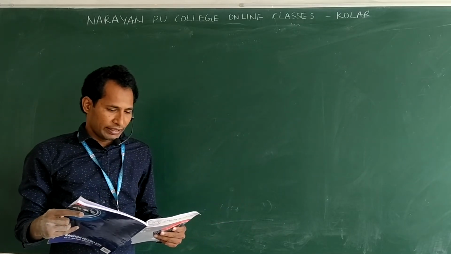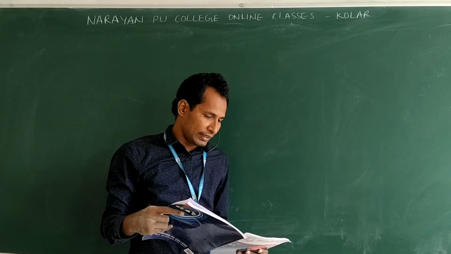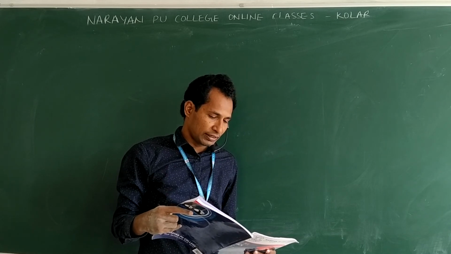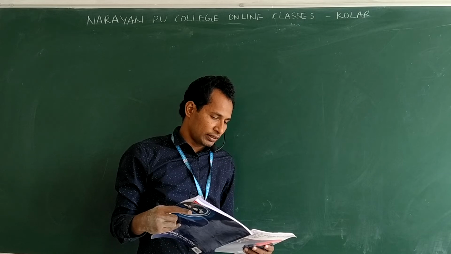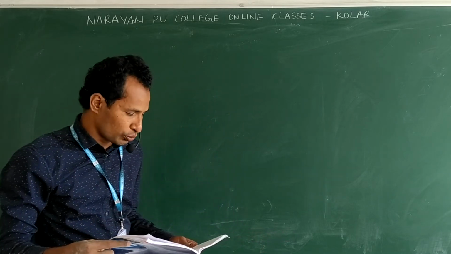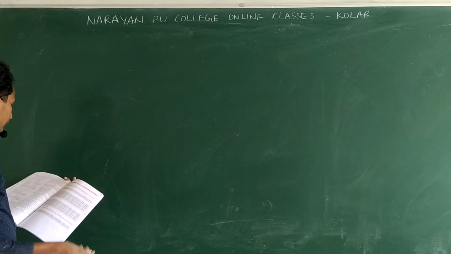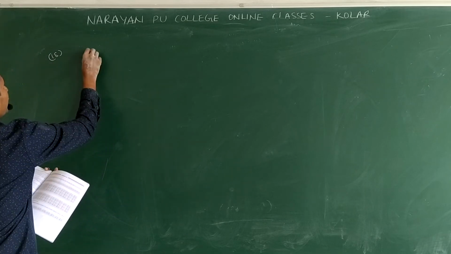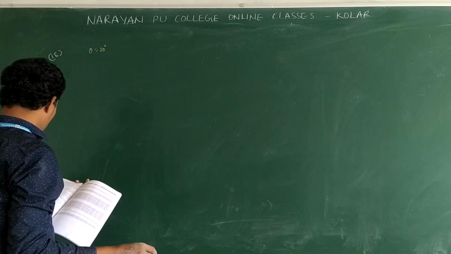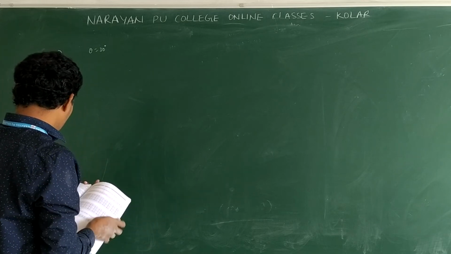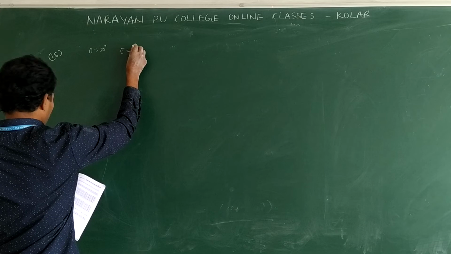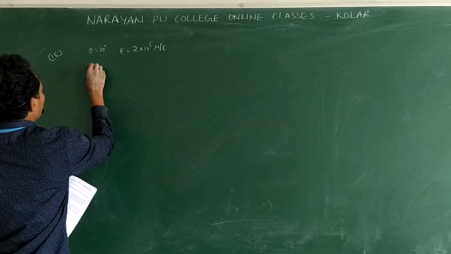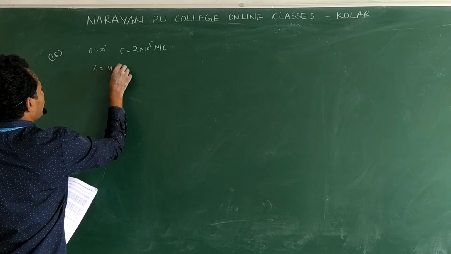Next, 18. An electric dipole is placed at an angle 30 degree with an electric field intensity 2 into 10 power 5 Newton per coulomb. It experiences a torque equal to 4 Newton meter. The charge on the dipole, if the dipole length is 2 centimeter, is. So very simple, direct question. Theta is given, 30 degree. Electric field intensity E is given, 2 into 10 power 5 Newton per coulomb, and the torque tau is given, 4 Newton meter.